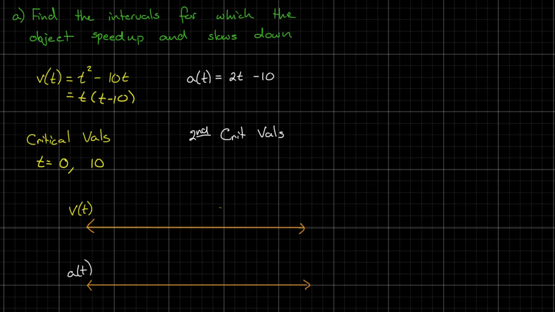Let's do the same for the second derivative. When I set this equal to zero, I guess I don't really have to do anything. What's the only t value? 5. It's a 2 and it's a t minus 5, right? So we get t equals 5.